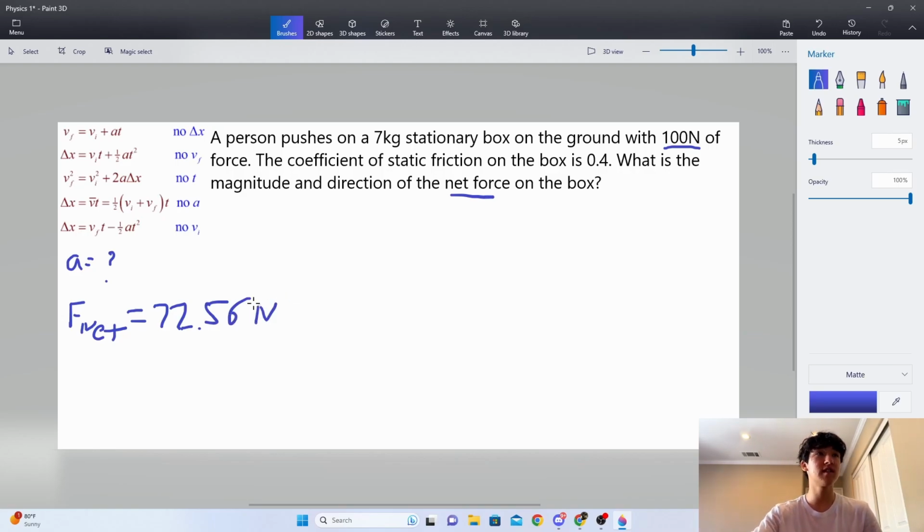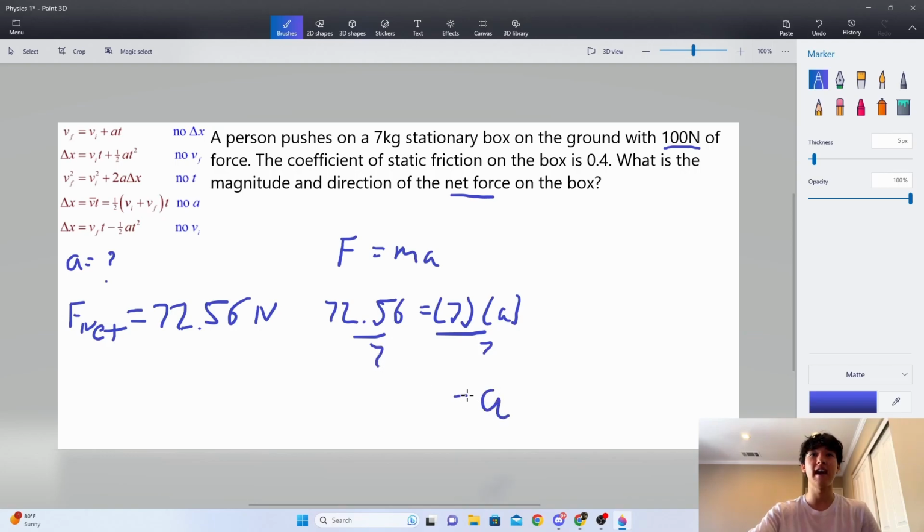So what is the acceleration on the box? Well, that is very simple, right? It's basically just F equals ma. We know that the force was 72.56 newtons on the entire box. The entire box is 7 kilograms. And so what's the acceleration of the entire box? Well, we just isolate for a. And a is equal to 10.36 meters per second squared. And that is it. There we go. Now we have our acceleration.